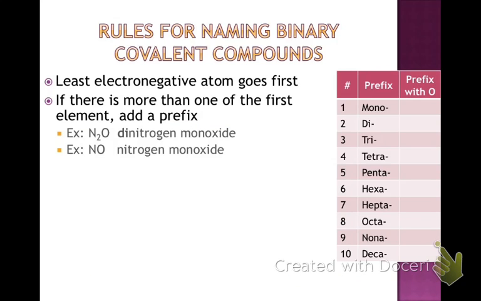So, the second rule for naming binary covalent compounds is that if there's more than one of the first element, add a prefix. So the first example is N2O. Since there's two of the first element, two nitrogens, we add a prefix, di, so make it dinitrogen monoxide. The second example is just NO. There's only one nitrogen, so we don't actually add a prefix for it.